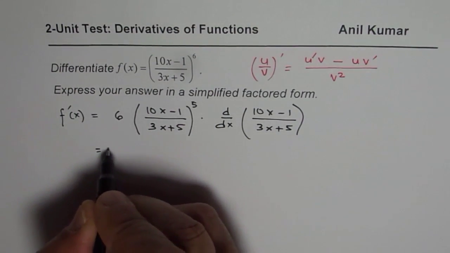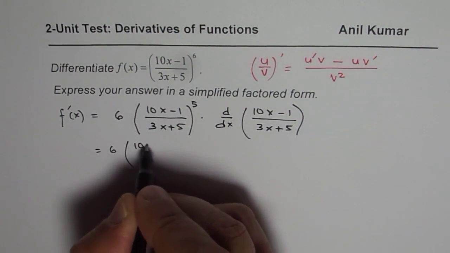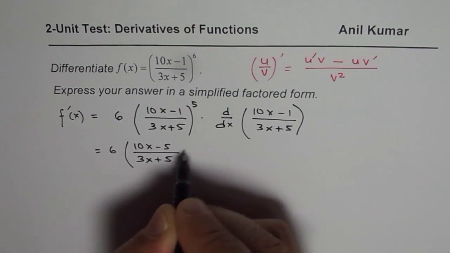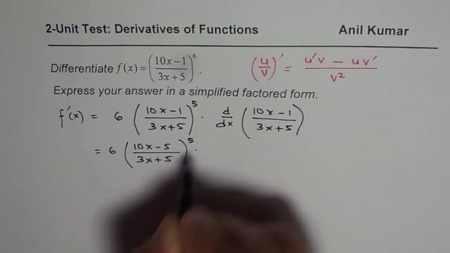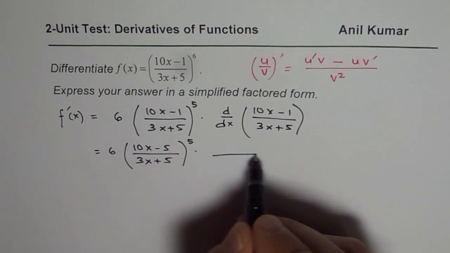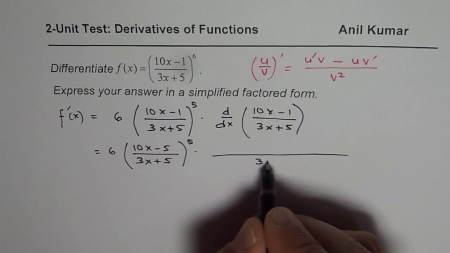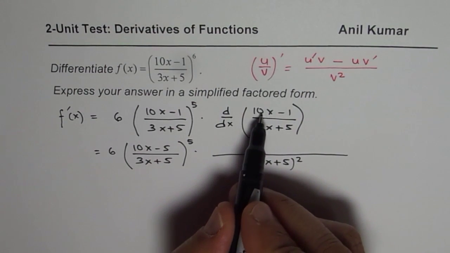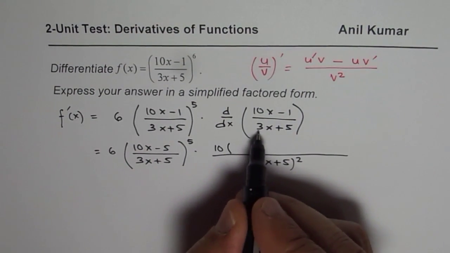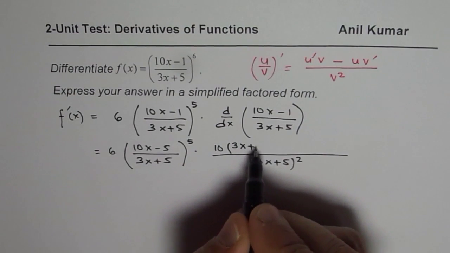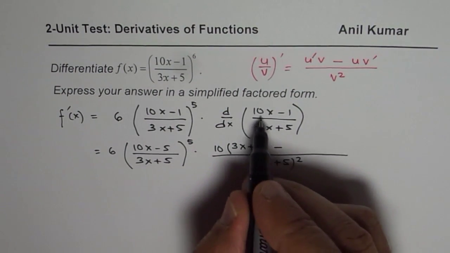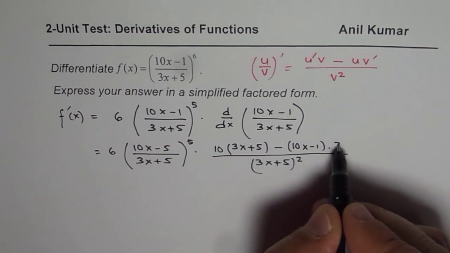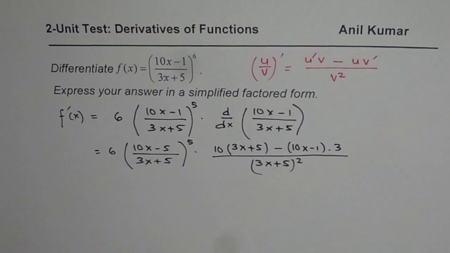So we get 6 times (10x minus 1 over 3x plus 5) to the power of 5 times the derivative of this, which will have the denominator squared, which is (3x plus 5) whole square, right? The derivative of the numerator, which is 10, times the denominator 3x plus 5, minus the numerator, which is 10x minus 1, times the derivative of the denominator, which is 3. So that is how you're going to get it, right?